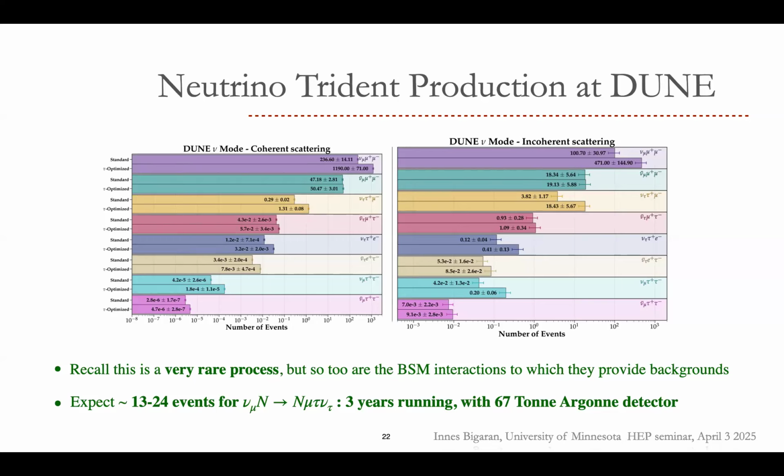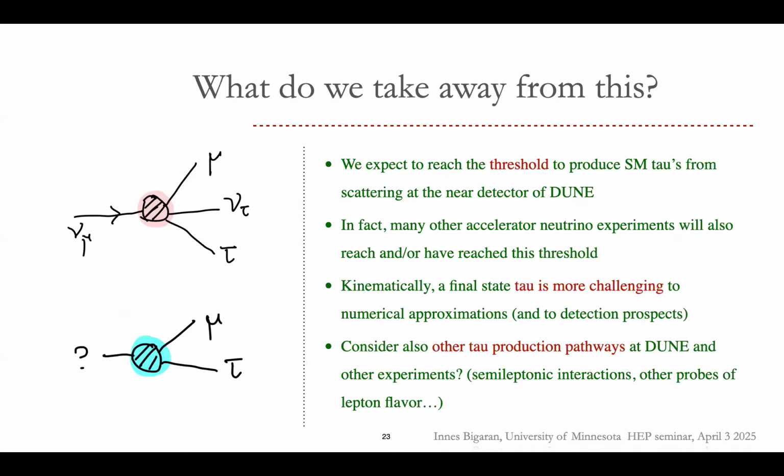So yes, the point is, we do see tau production through tridents at the Near Detector of DUNE. We don't see many of them, but remember, we've not even seen very many of the muon final state tridents. So this is possible. And it's something that people should go ahead and see whether there's feasibility to actually fully study from an experimental standpoint. But what else do we take away from this?